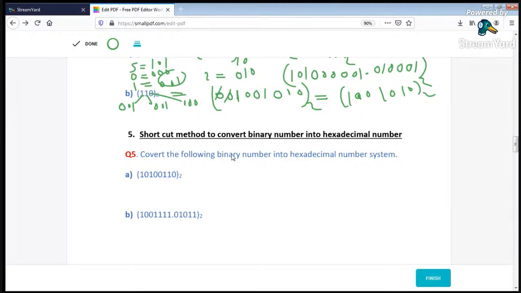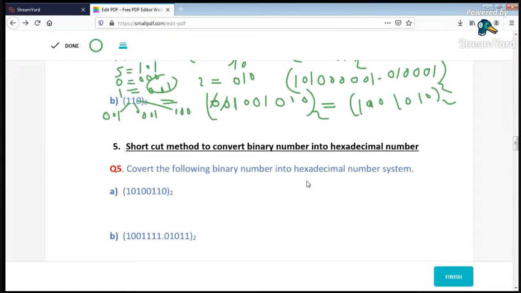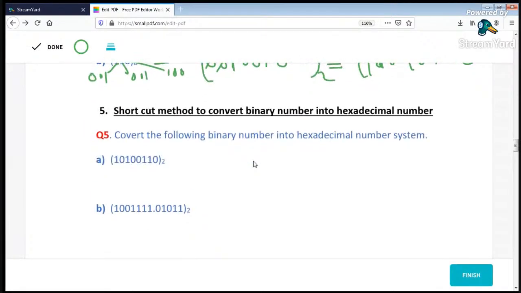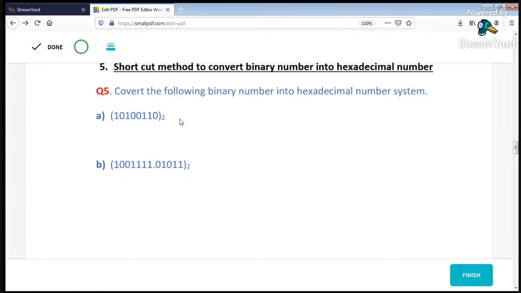Next shortcut method: conversion of a binary number into hexadecimal. How can we convert this? The first problem is this binary into hexadecimal. If you follow the conventional method, you first convert binary into decimal, then from decimal to hexadecimal, and that takes a larger time. So how can we convert this binary into hexa with the help of the shortcut method?